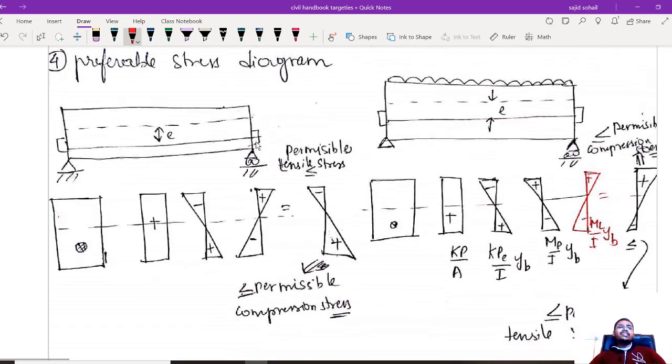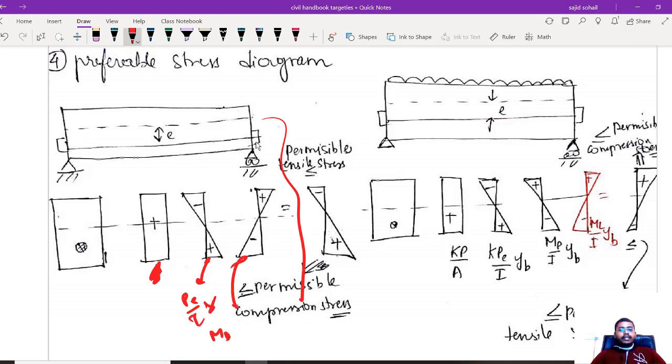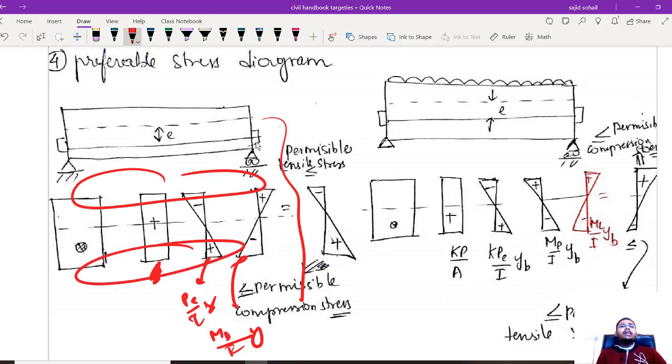And this is the stress diagram, not at all important. Here, this is because of P by A, this is because of eccentricity, P e by I into y, and this is because of dead load, M d divided by I into y, because live load is not there here, right? So just add and make sure it is below your permissible stresses.